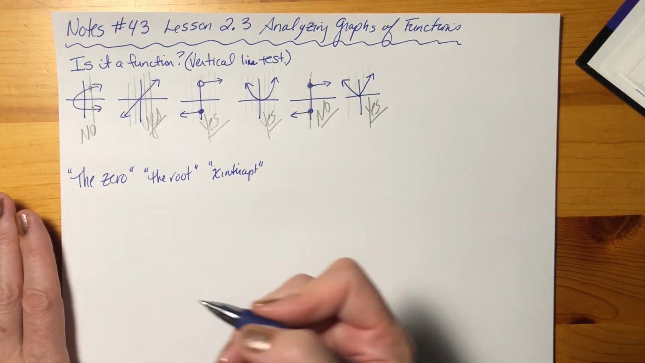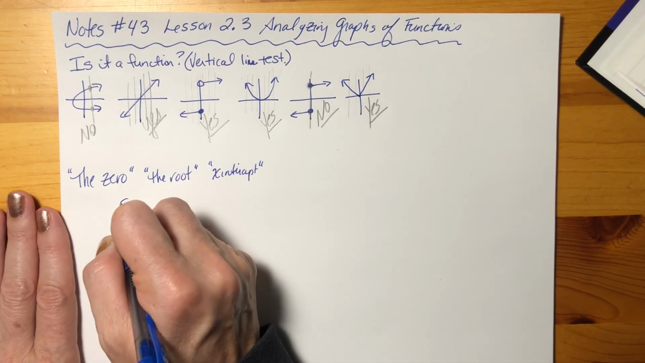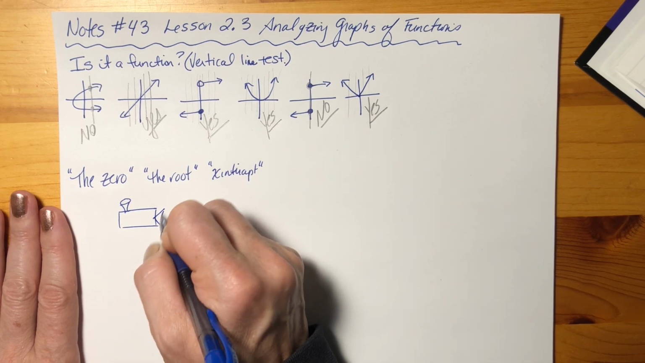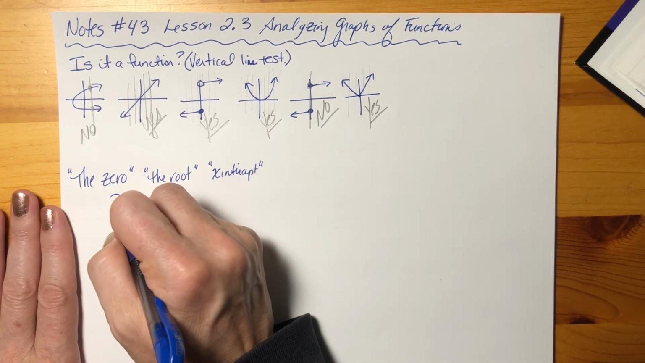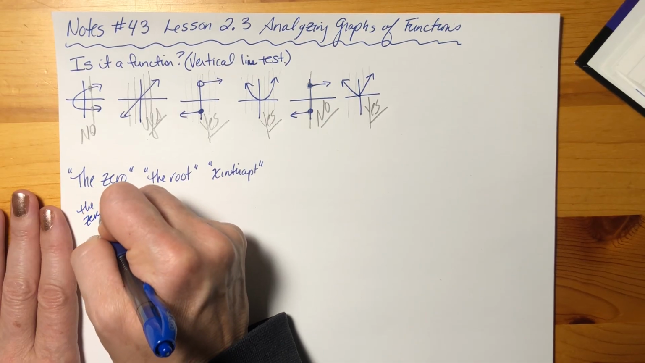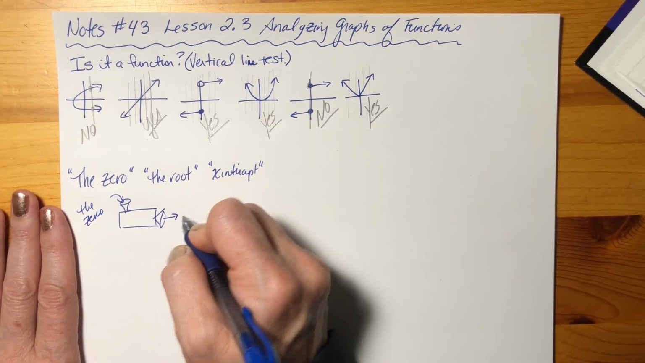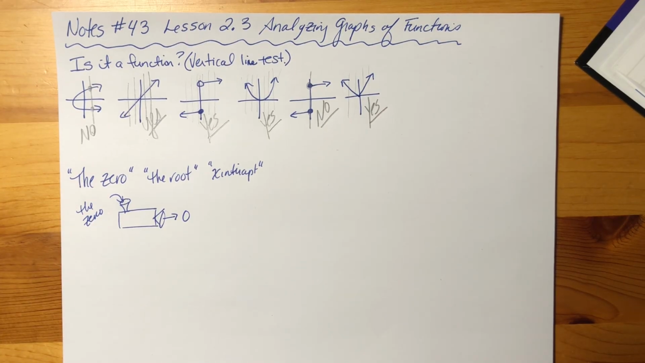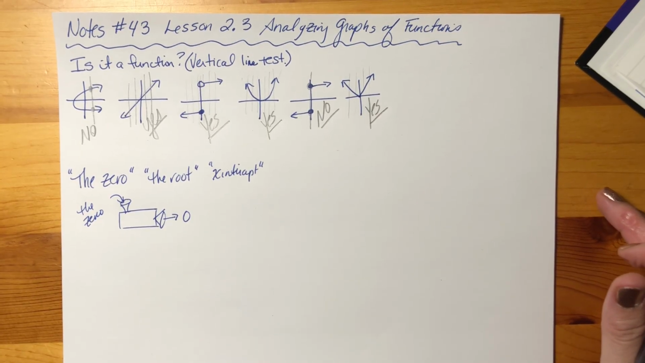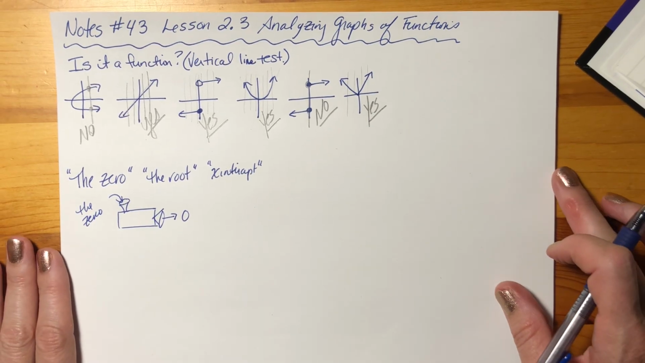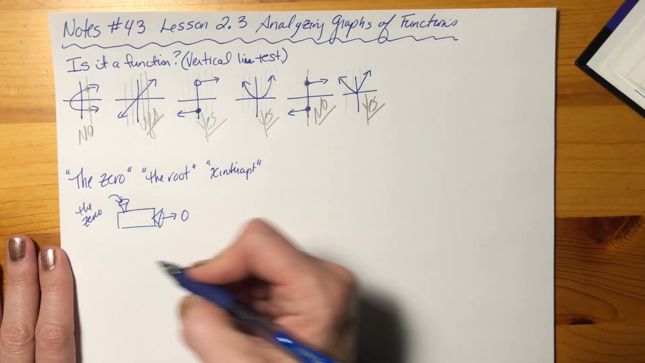So what I'm saying here when I say the zero, go back to your function machine, and oh, you know how much I love drawing this little picture, okay? The number that I'm going to be putting in is called the zero, okay? The number that comes out is zero, all right? So when I say find the zero, I'm saying what number for x will make y equal to zero, all right?